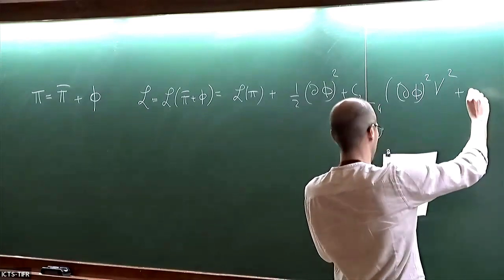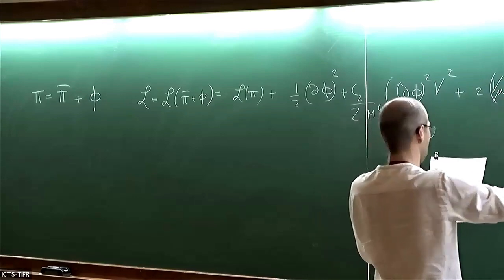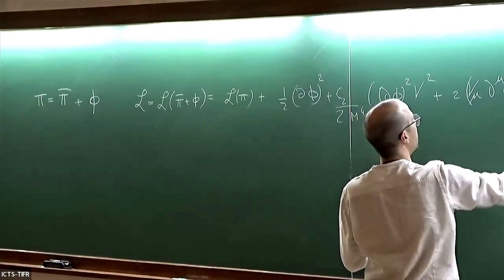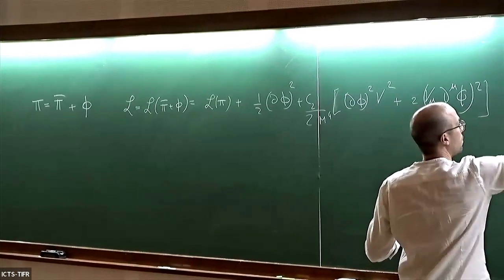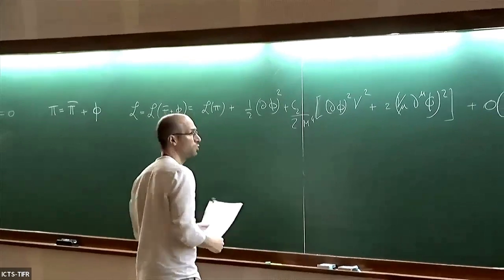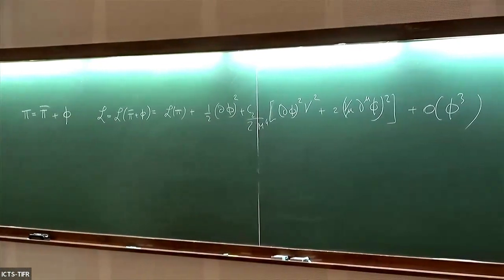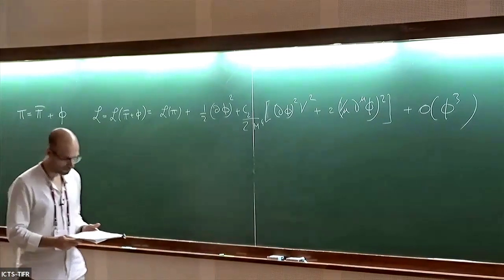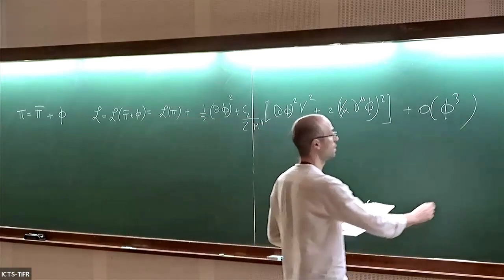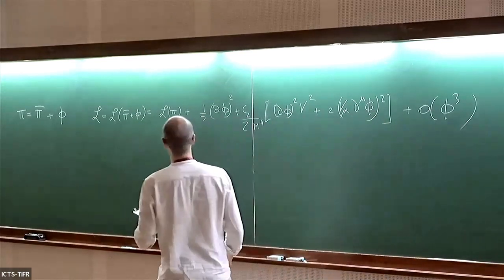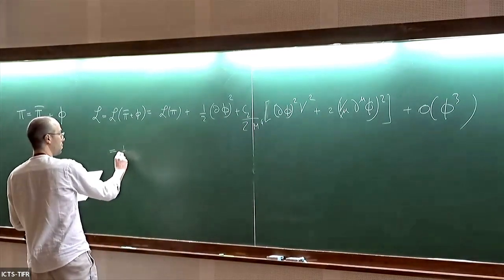Plus 2 d mu phi squared. Okay, this is the first term. Then there could be some higher order terms. We're looking at small perturbations, so we can truncate to this order. There are also terms from the derivative which I'm also not putting. So this is also the same as, it's better written this way.